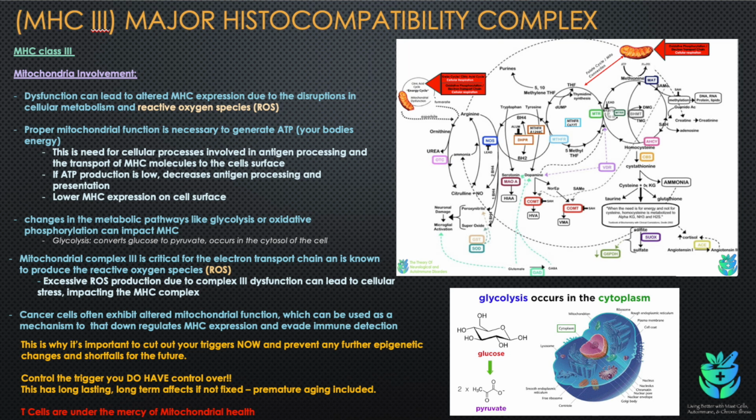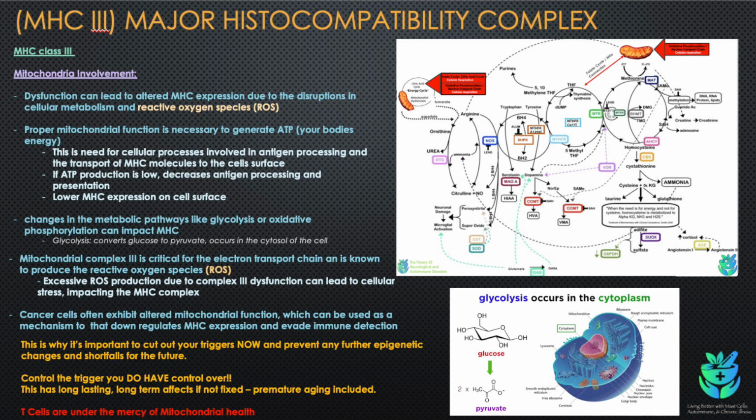You can see the picture in the top right-hand corner, and you can see the mitochondria and the Krebs cycle and the oxidative phosphorylation that's on the right side. And you can see how the mitochondria directly feeds into the methylation cycles. So the methylation cycles and the mitochondria play a direct role in how your major histocompatibility works.